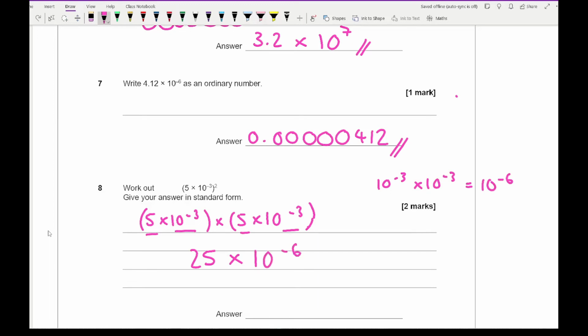Now at this moment, this is not in standard form because this number needs to be smaller. So if I make the 25 smaller to make it 2.5, I need to make the power bigger. And so what's minus 6 plus 1? It's minus 5.